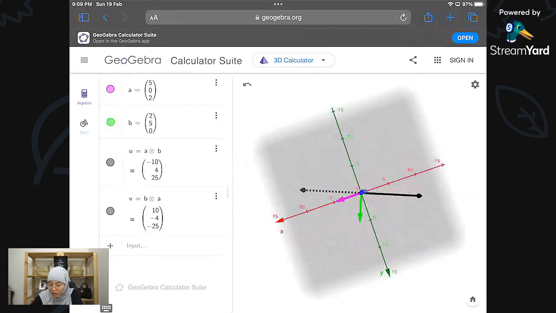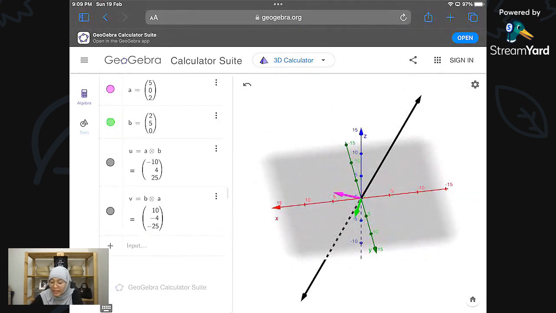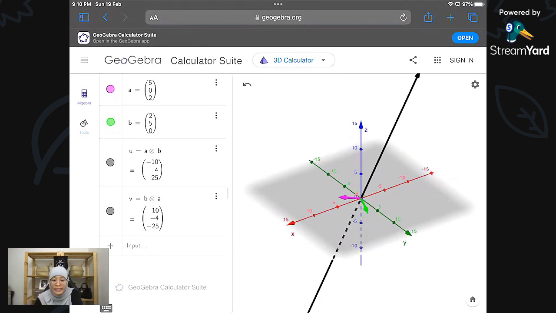Kalau you nampak betul-betul. Manakala yang di bawah, vektor pink dan vektor hijau tu perpendicularnya ada juga yang di bawah. Vektor yang di bawah tu, yang dotted line tersebut. So this is the meaning of perpendicular in 3D. One is up and one is down.